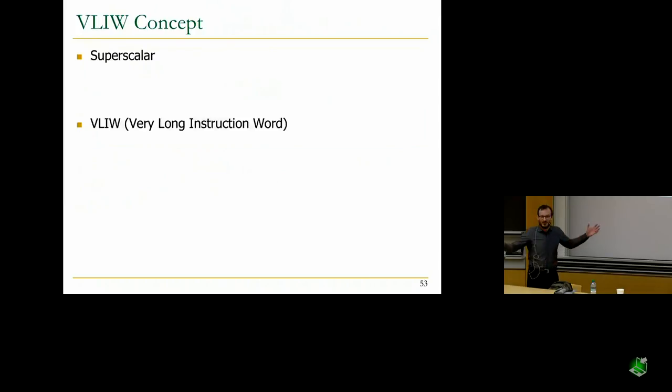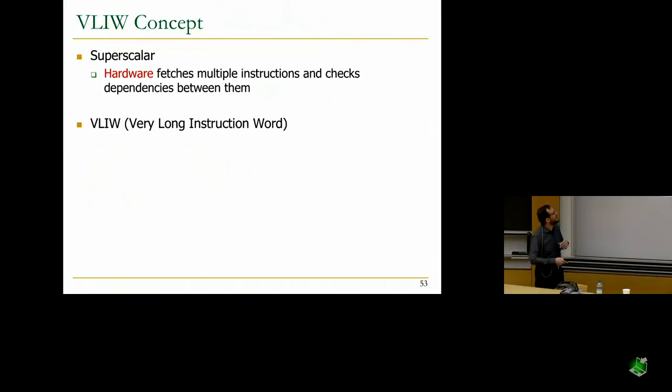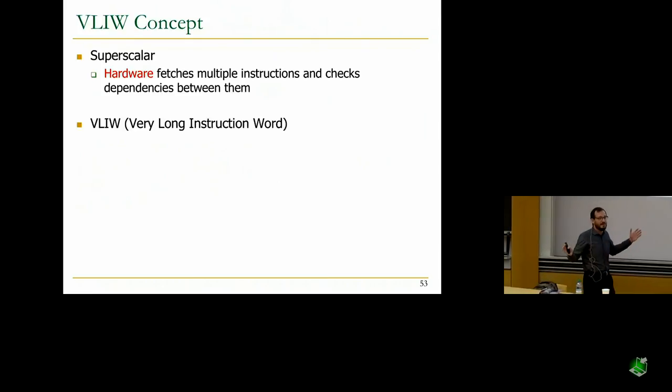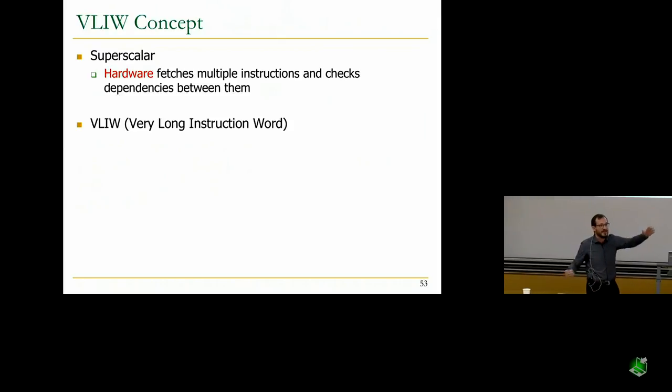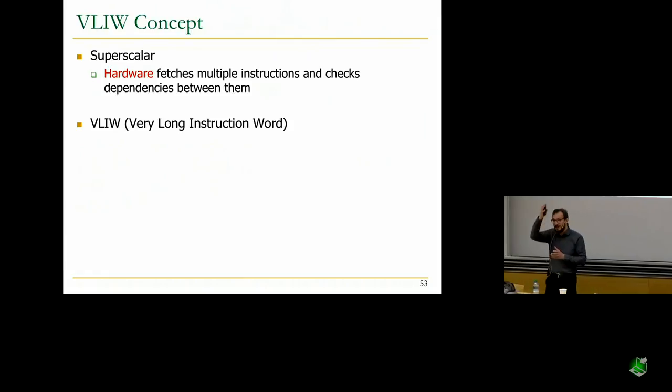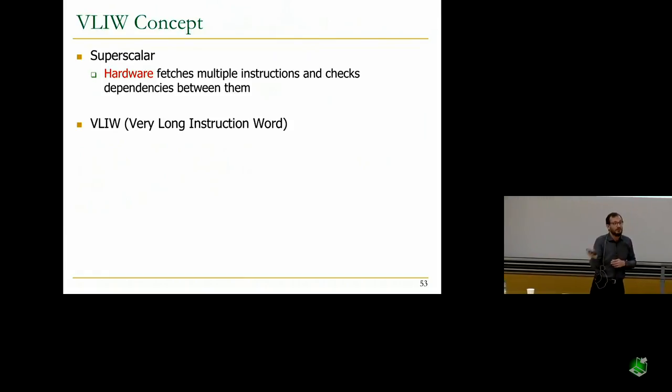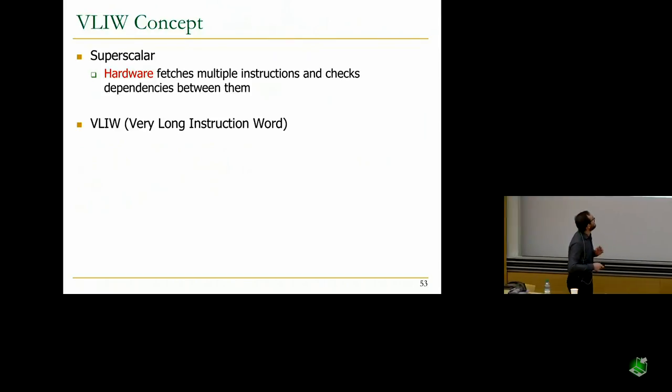The instruction is long. So I'll contrast with superscalar. Superscalar means hardware fetches multiple instructions and checks dependencies between them, right? We were able to fetch 4 instructions per cycle. Existing machines can fetch 8 instructions per cycle and check dependencies between them to ensure which one can execute, which one cannot execute, right? That's the idea of superscalar.